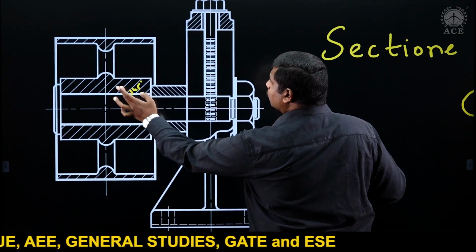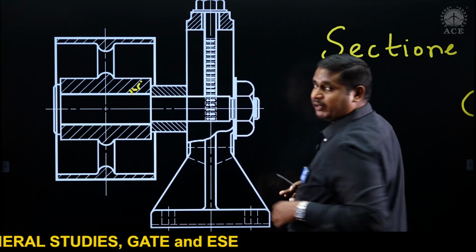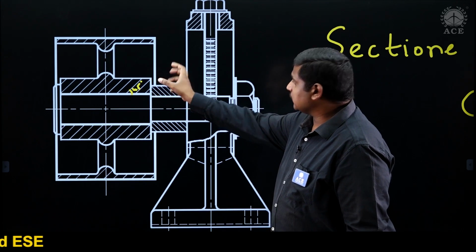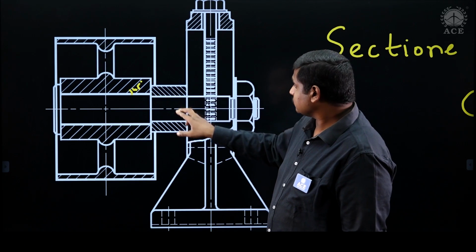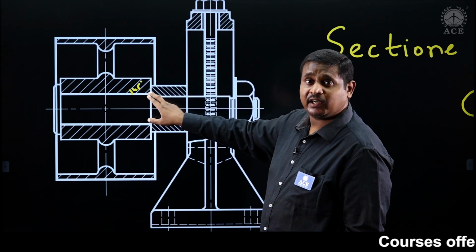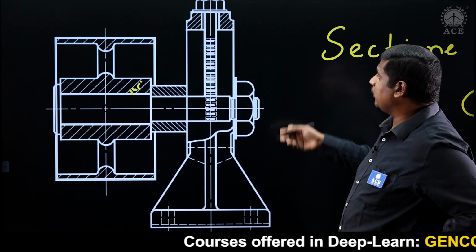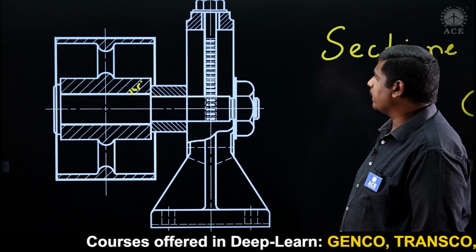You can observe it very closely. These two are adjacent pieces and the section lines of assembled drawings are drawn opposite and they are making an angle of 45 degrees. Clear, my dears? Now let us move further with the next question.